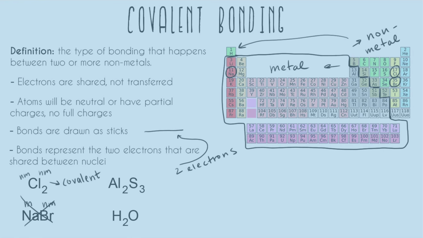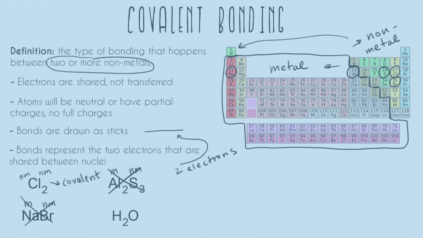All right, so next, Al2S3. We have Al right here, and we have S right here. Aluminum, even though it's just to the left of that line, it is to the left of it. So it means that this is a metal. And sulfur, that's to the right, that's a nonmetal. So once again, metal and nonmetal, that's not the definition of just 2 or more nonmetals. So this means that this is not a covalent bond.